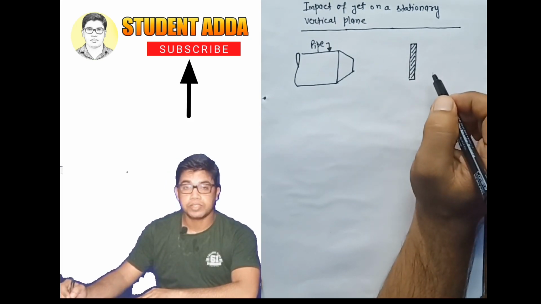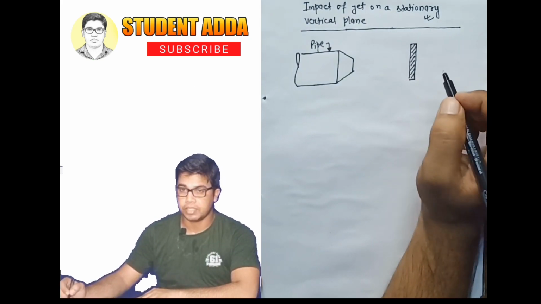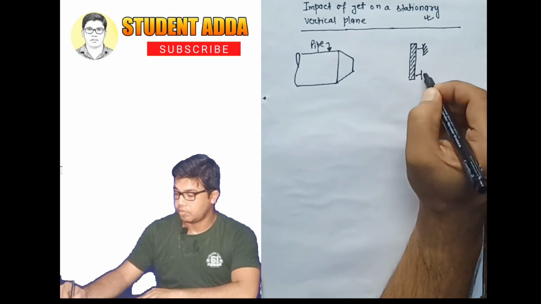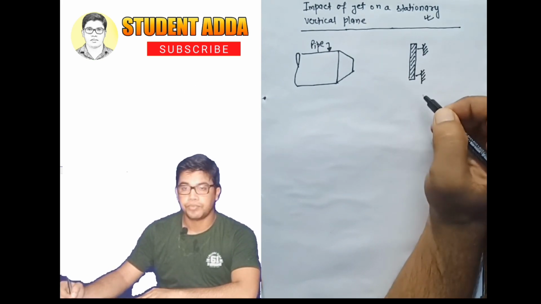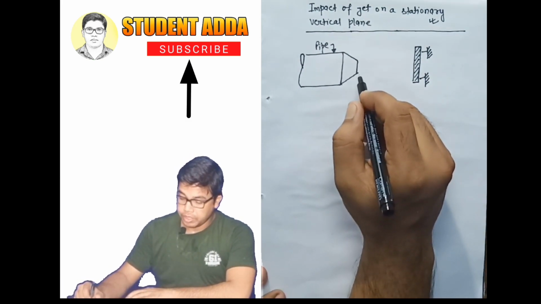As the topic said, it is a stationary plate. Let's fix it, and this is the symbol which represents that the plate is fixed or stationary. So the jet will come out of it from here.